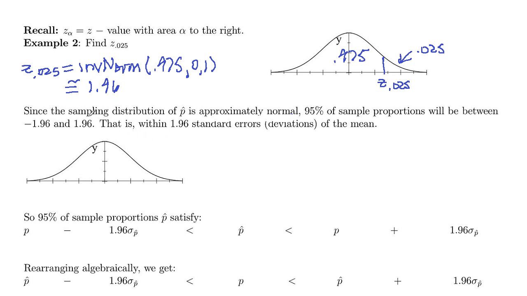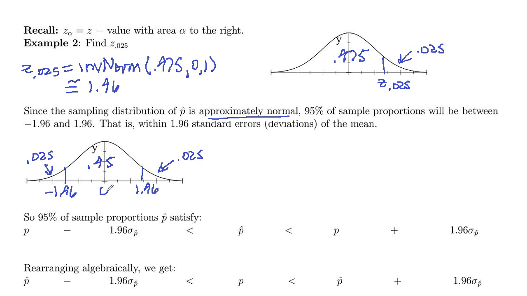So with that in mind, since our sampling distribution of p hat here is approximately normal, that means that 95% of the sample proportions will be between negative 1.96 and 1.96. So if we mark off 1.96 and negative 1.96, then we've got 2.5% of the area here, 2.5% in the left tail, and then 95% left in the middle. So 95% of the samples, that's the data, is going to be between those z-scores.